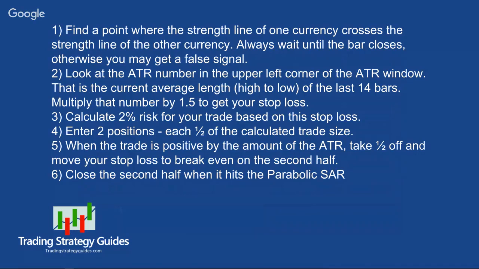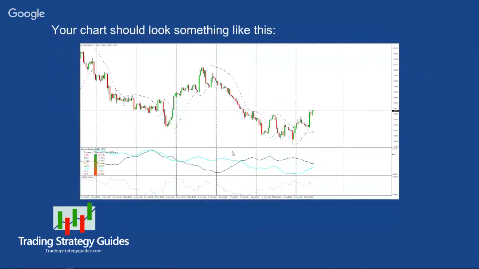Number one, you want to find a point where the currency strength line of one currency crosses the strength line of the other currency. Always wait until the bar closes, otherwise you may get a false signal. So I'm going to go back and look here. You'll see here's a crossover. The euro is crossing down against the USD. This is the euro USD, by the way. The euro is crossing down against the USD.